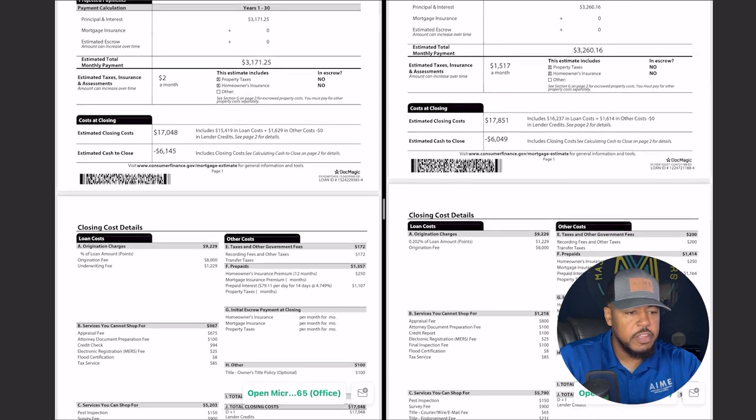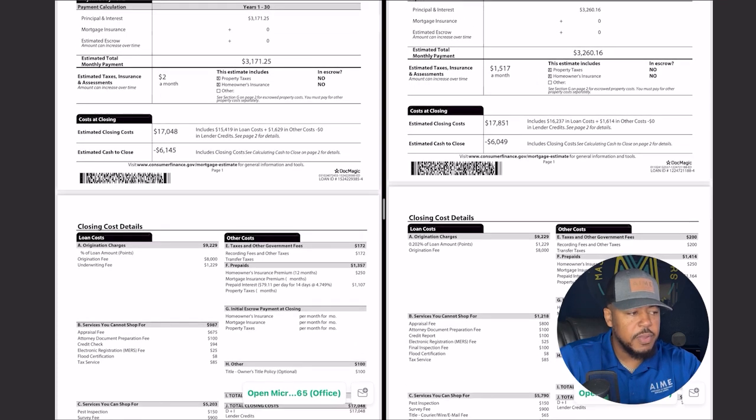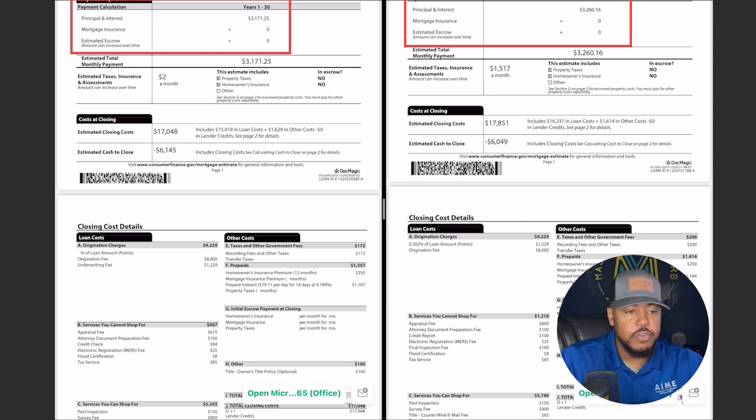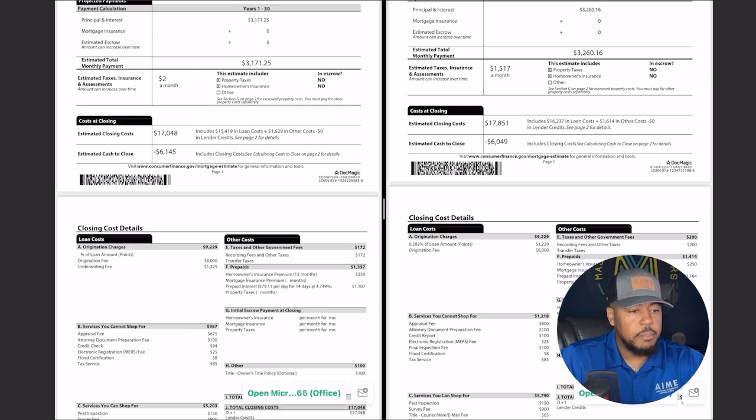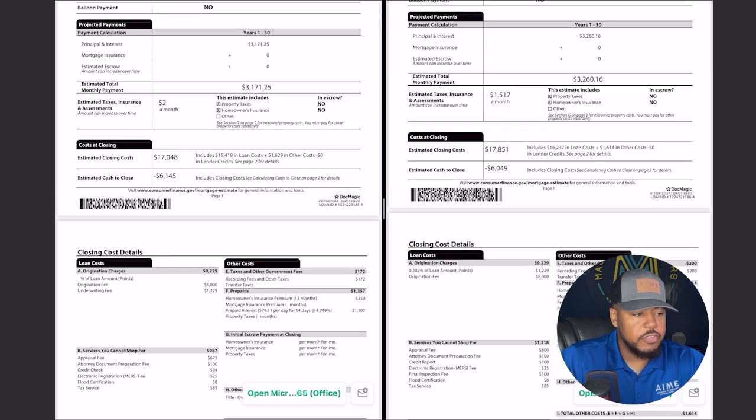Okay, so you can see the monthly payments there. You see the monthly principal and interest payment. Then you get to whether you're paying mortgage insurance, or whether you're paying escrows into the loan. This buyer was not paying escrows into the loan. I won't get into the details on why, but they were not paying escrows into the loan.